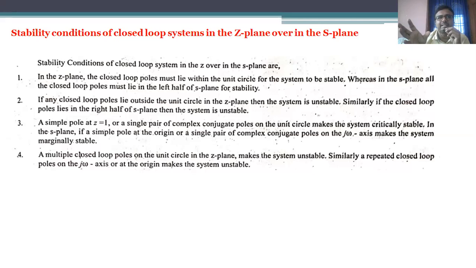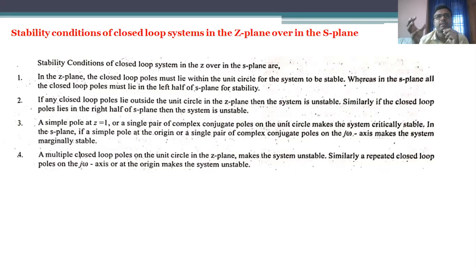Similarly, when is a system said to be unstable? If all the poles of the transfer function lie outside the unit circle, then that particular system is called an unstable system. Similarly, in the S plane, if all the poles of the closed loop transfer function lie on the right hand side of the S plane, then that particular system is called an unstable system.